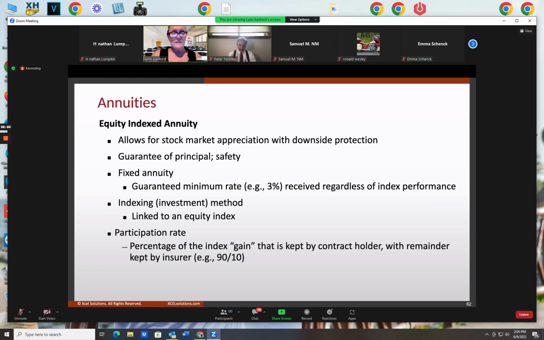Generally, it could be tied to any other type of index that it's going to be tied to. But it gives you upside potential with downside protection. It's a type of fixed annuity.